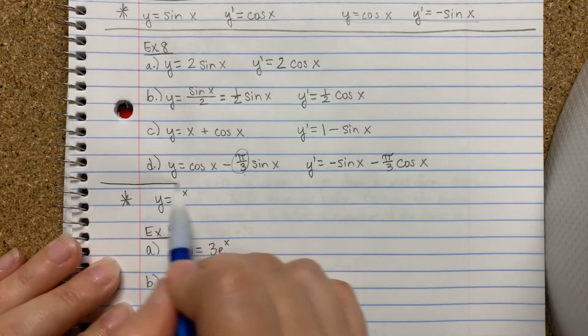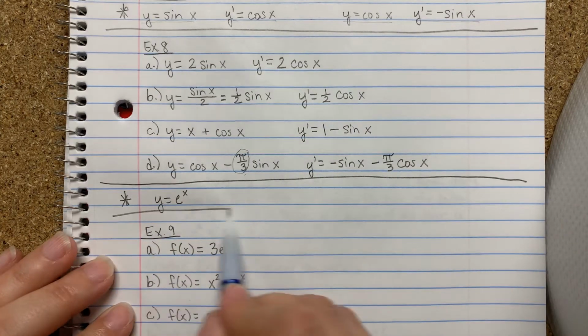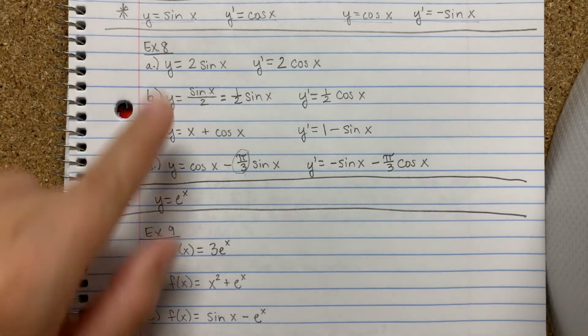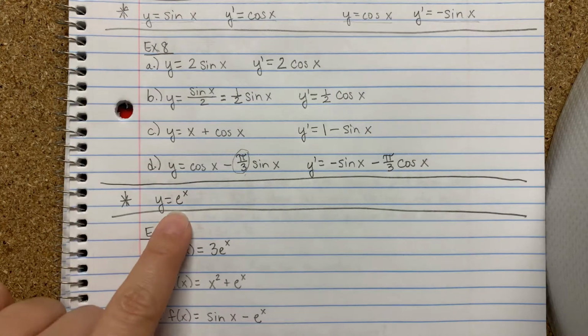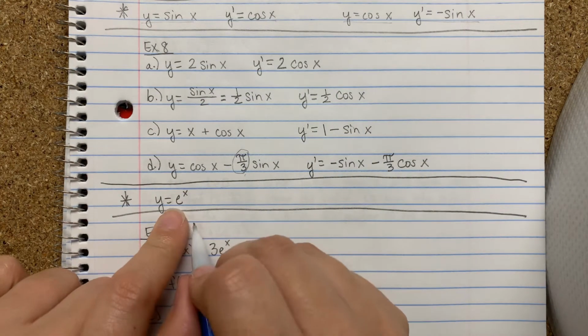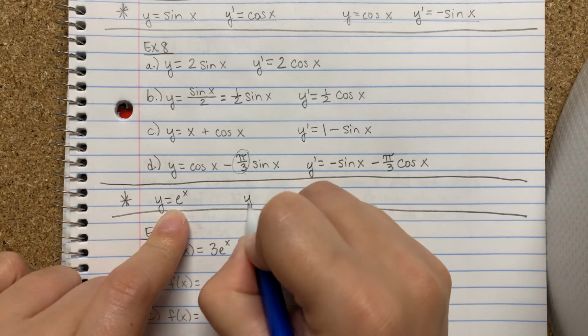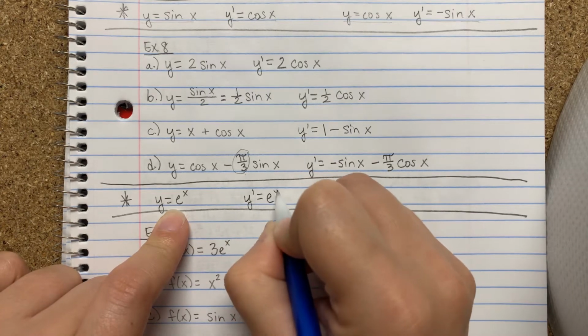Okay, one more memorization today. So there's 3 that you have to memorize for today: sine, cosine, and e to the x. This one is the easiest of all of them. The derivative of e to the x is e to the x.